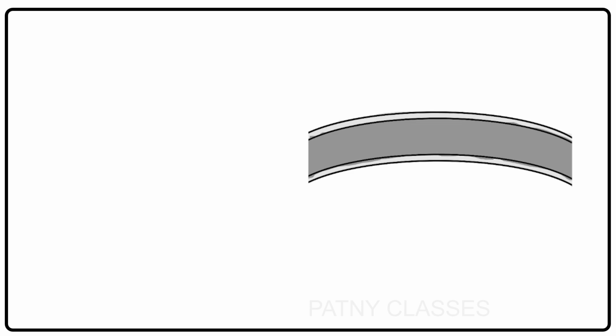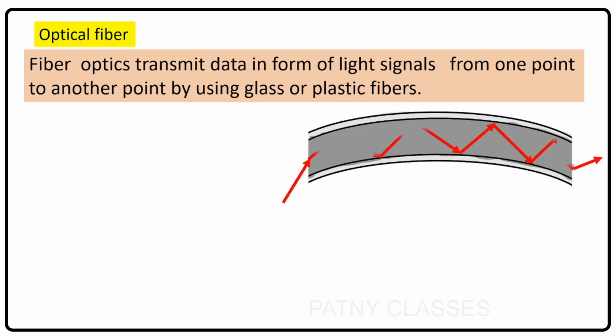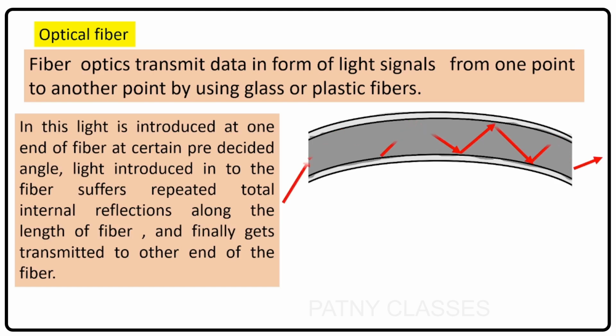Now, let us talk about technological application of total internal reflection, that is fiber optics or optical fiber. Fiber optics transmit data in form of light signals from one point to another point by using glass or plastic fibers. In this, light is introduced at one end of fiber at certain pre-decided angle. Light introduced in the fiber suffers repeated total internal reflections along the length of fiber and finally gets transmitted to the other end of the fiber.